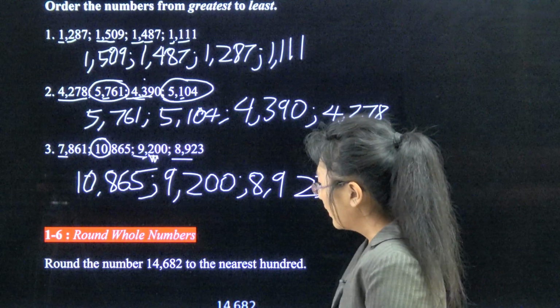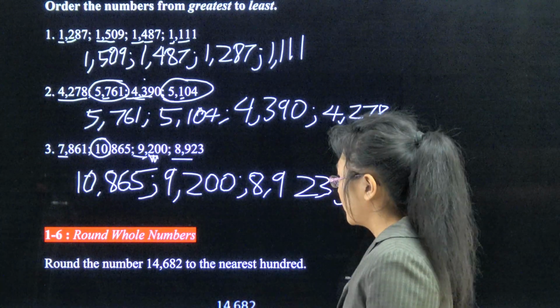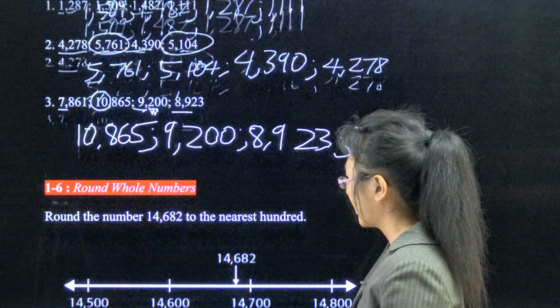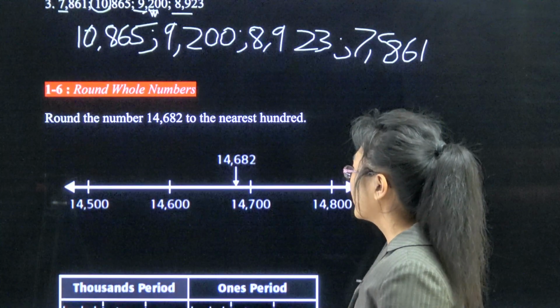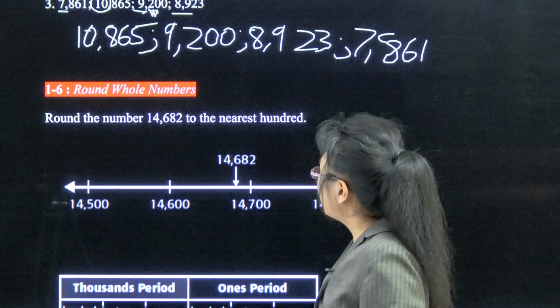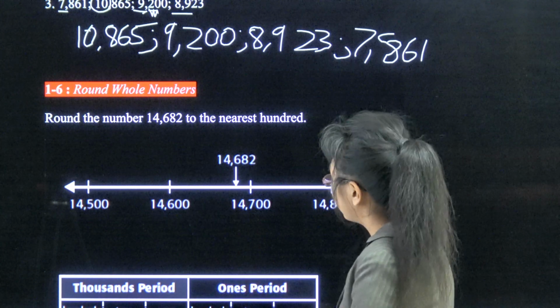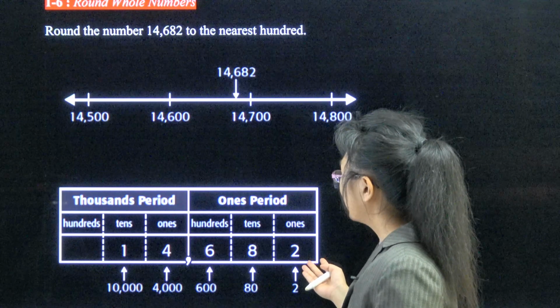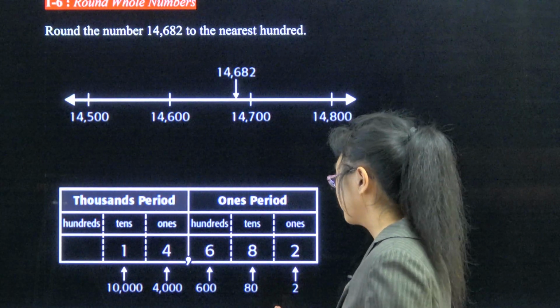Done. So we go to rounding whole numbers. Now, I'm sure we've talked about rounding before, sometime. So here's how you round. You could put it on a place value chart or a number line, as shown over here, and see what it's closest to.